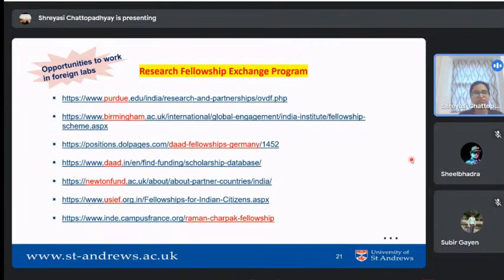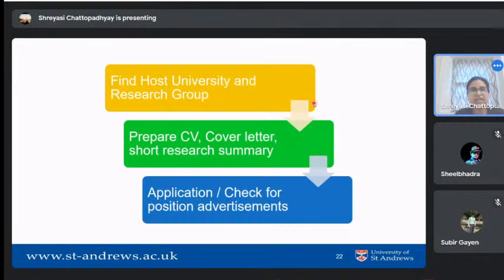I thought to inform you of all these things. If you write these keywords on Google, you might see some more options as well. And for that purpose, apply to the university and suitable research groups with your CV, cover letter, and short research summary.